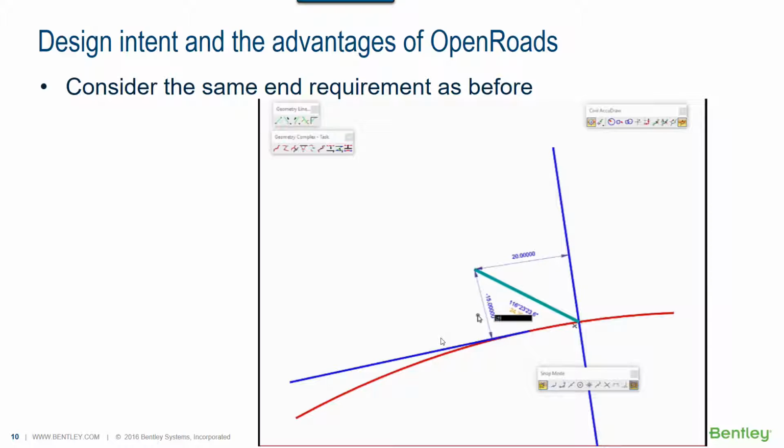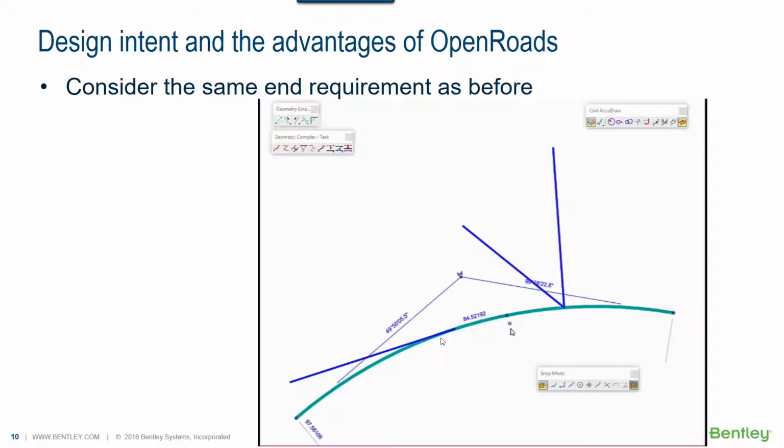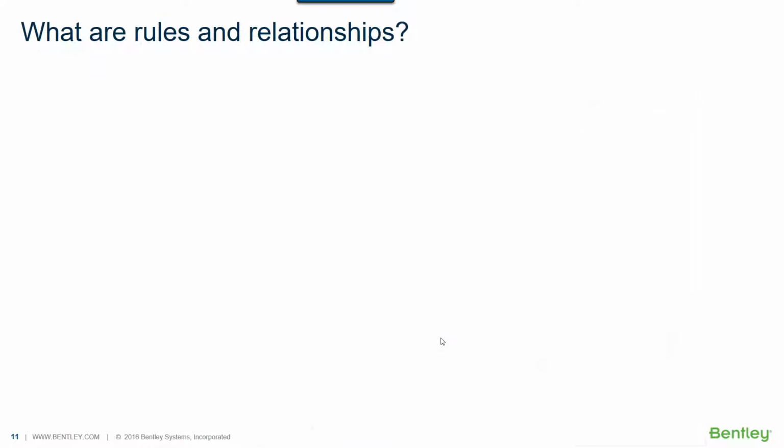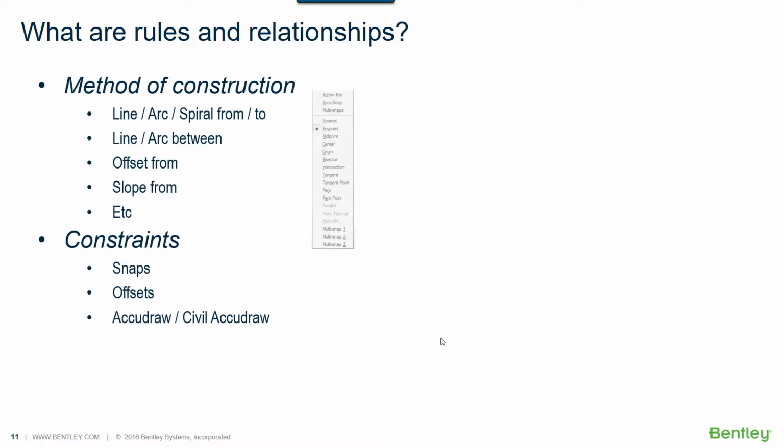Right? So design intent makes perfect sense. It makes perfect sense to think about it in terms of updates, in terms of capturing that intended outcome and then reusing it when we need to modify something downstream, okay? So rules and relationships, they are inherent in the Open Roads tools.